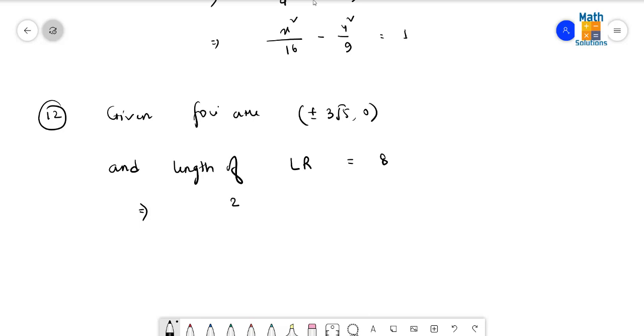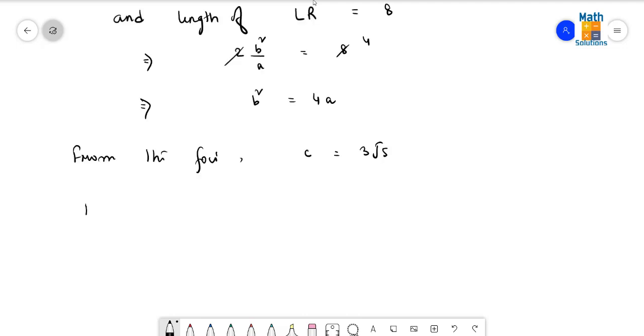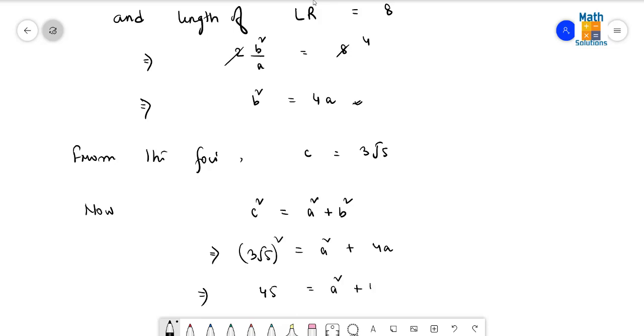So in case of length of latus rectum, what can we write? Twice b square by a is equal to 8. So after this can be cancelled out, it is 4. So b square is equal to 4a. So this result we got here. From the foci again, what do we get? C is equal to 3 root 5. So value of C also we got. Now using the relation, we shall get here C square is equal to A square plus B square. This is the relation involving these three quantities. So in place of C we can write 3 root 5 whole square. A is not known to us, but in place of B square we can put this value, so it is 4a. Now let us break it. 3 square is 9. 9 into 5, it is 45, is equal to a square plus 4a.